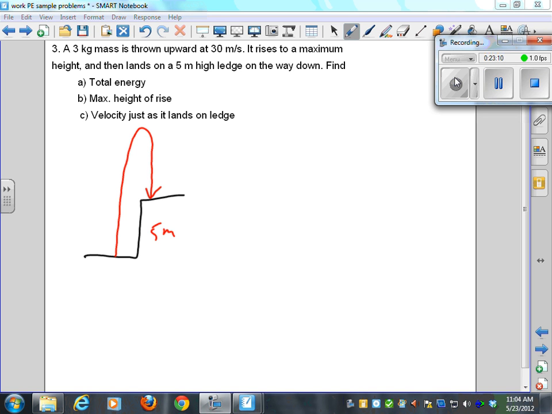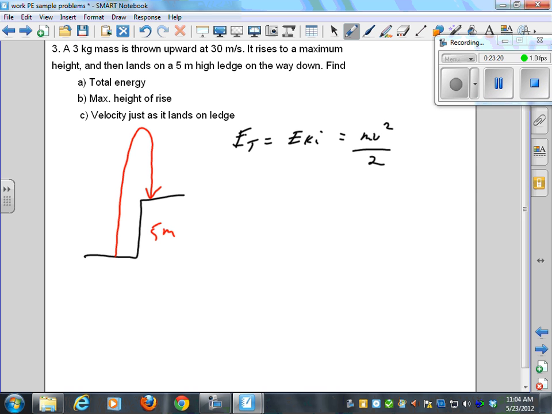All right, total energy. Total energy at the start is all kinetic, mv squared over 2. So that's going to be 3 times 30 squared all over 2. 900 times 1.5, that's 1350, right? Did you get 1350? Yeah. Okay, now do the next one, the maximum height of rise.